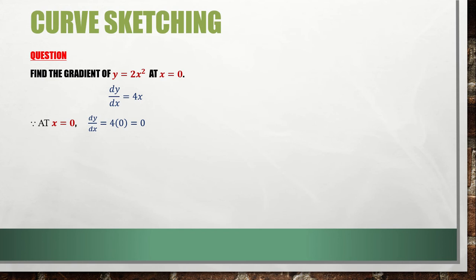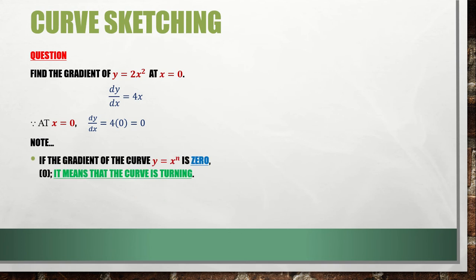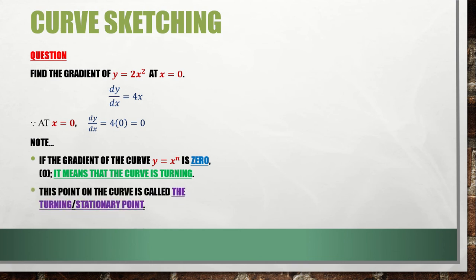Now, what does it mean to have a gradient of 0? Notice something. If the gradient of the function is 0, it means that the curve is turning. The curve is turning. Please note that point. This point on the curve is called the turning point, or stationary point.